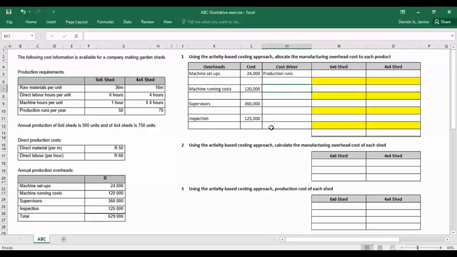For machine running costs, we will use machine hours. Okay. Machine hours, because this would mostly be electricity. So therefore, the period of time that they use the machine, that will basically determine how much electricity or machine running costs they will incur. Even if it's repairs, like if you run it for long periods of time, then it will require more repairs. That is why machine hours will be the cost driver for machine running costs.